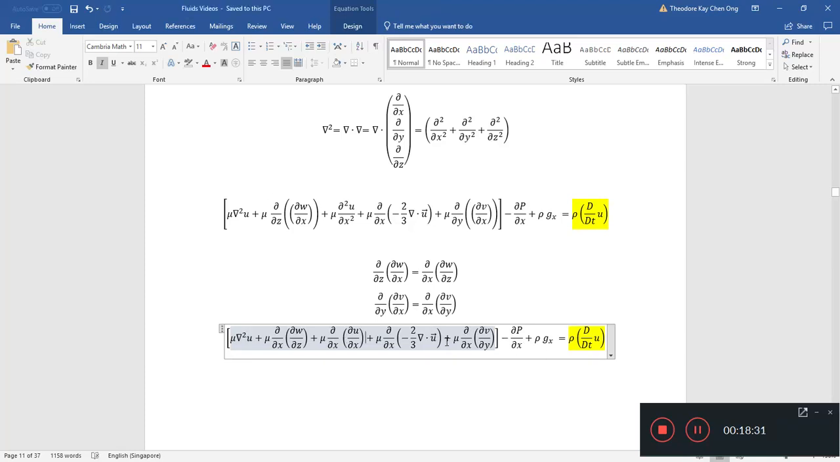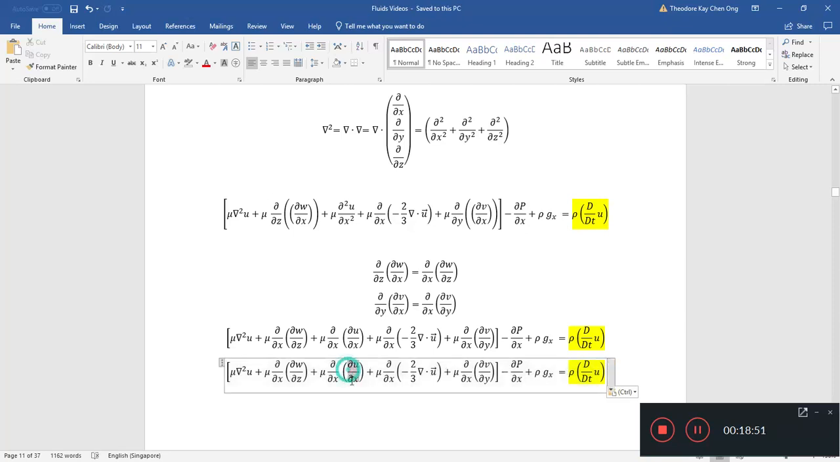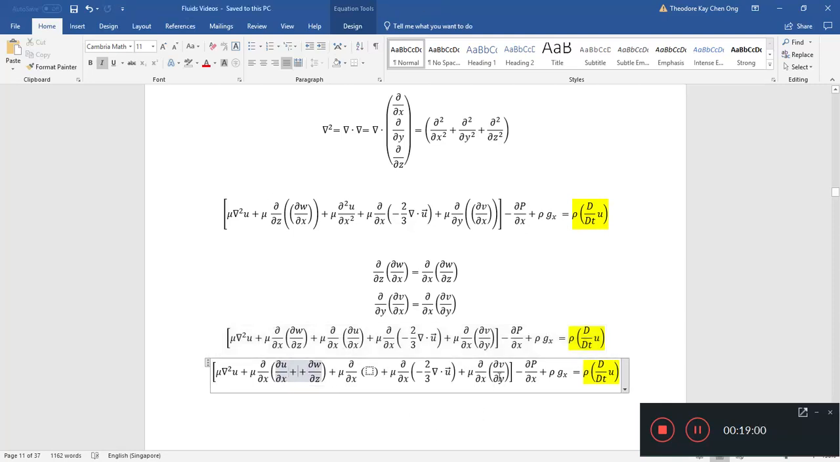Now, why am I doing this? Again, we can make it neater. We can factorize out all these terms, 1, 2, and 3. Why can we do that? Because they have the same mu and the same derivative. And let's find out what's inside each of them. So I'm going to factorize that and combine it together. So 1, and then this one is number 2.